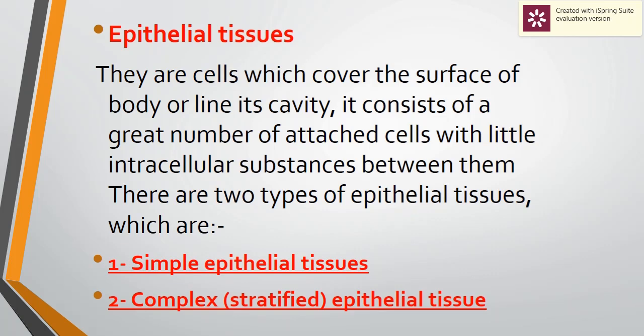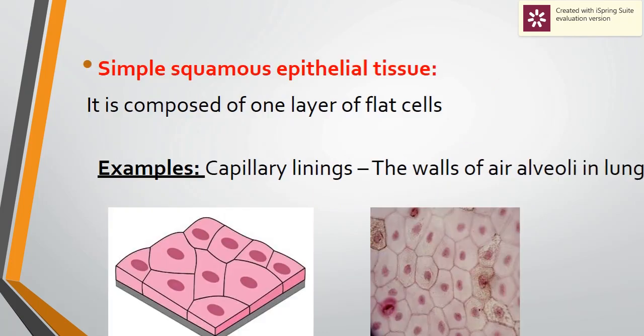Their function differs according to their size, and we are going to see each of them and their types, and then their function. We have simple epithelial tissue and compound or stratified epithelial tissue. First, the simple squamous tissue. The first type of simple epithelial tissue is the simple squamous.